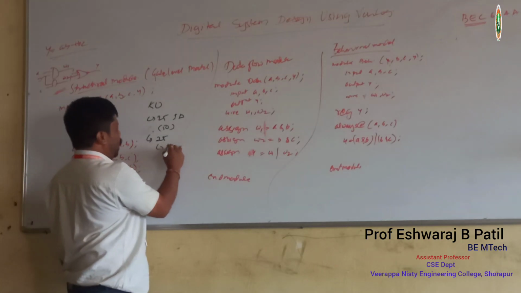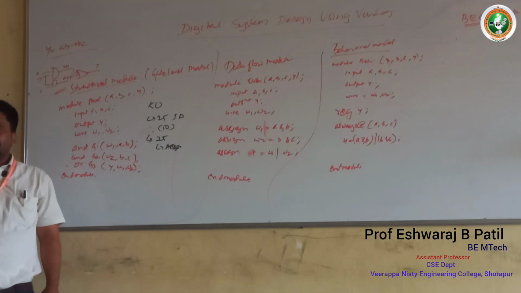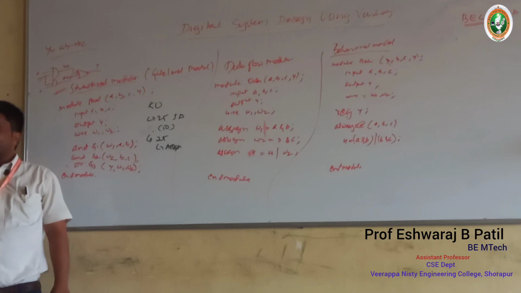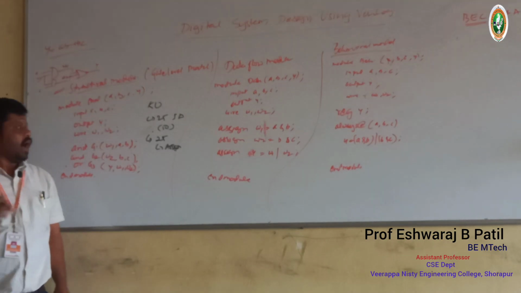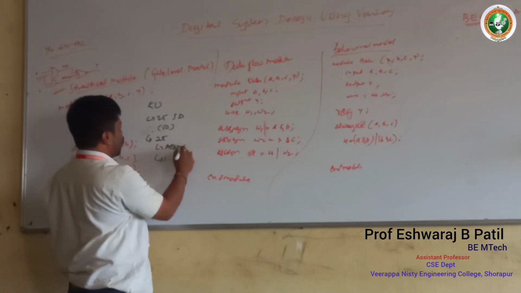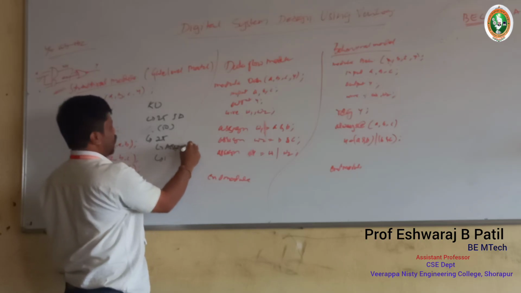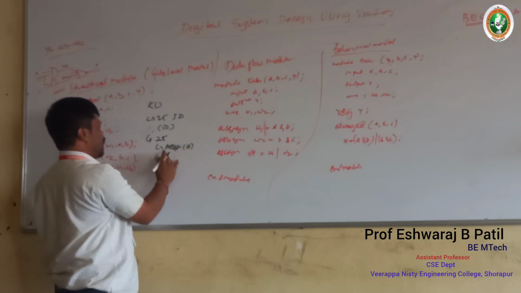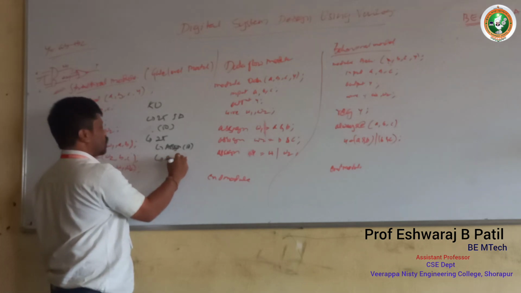Assignment. How many assignments should you write? 2 assignments, 2 assignment books. If you write only one assignment book, I will not give marks. 2 assignments and another 10 marks. Another 15 marks I'll be taking for the seminar.